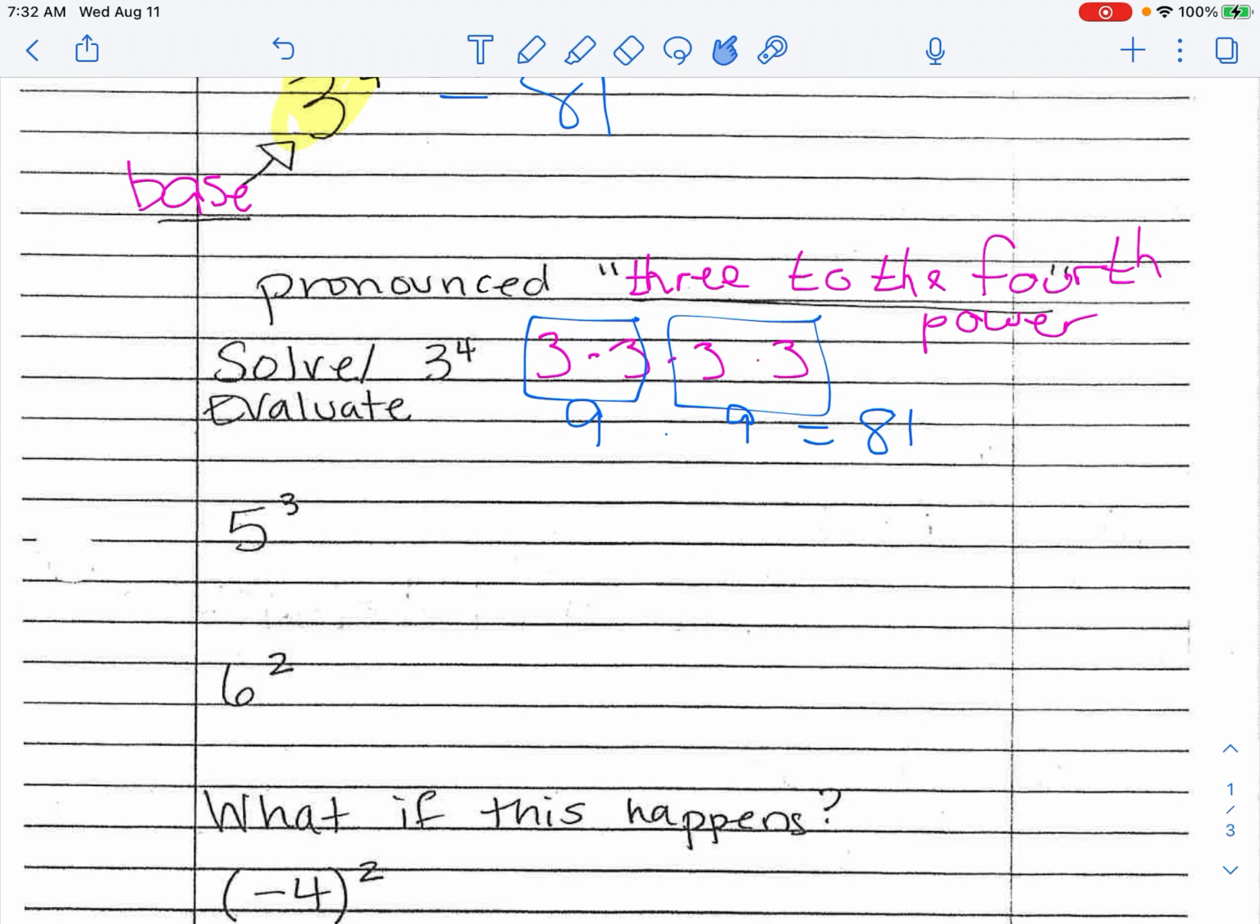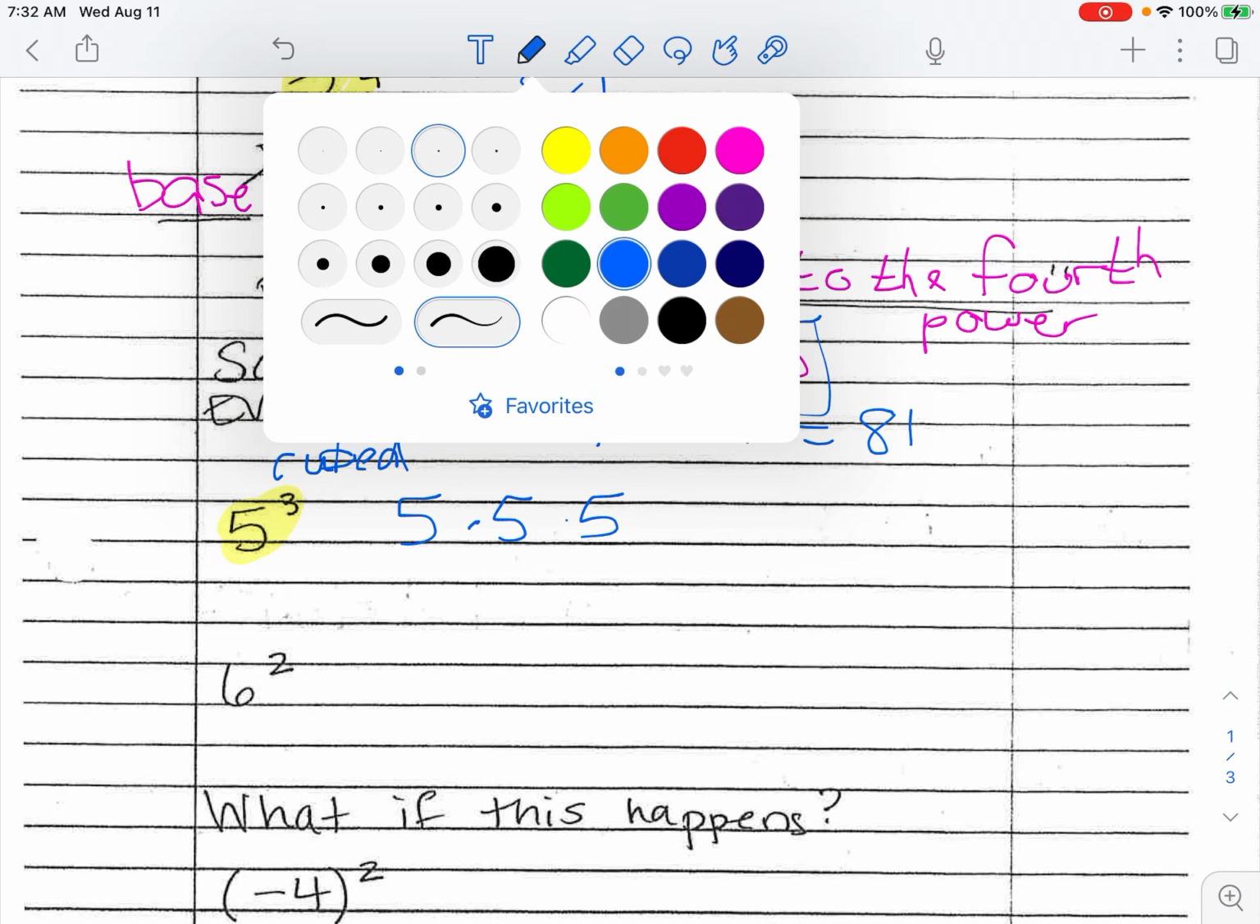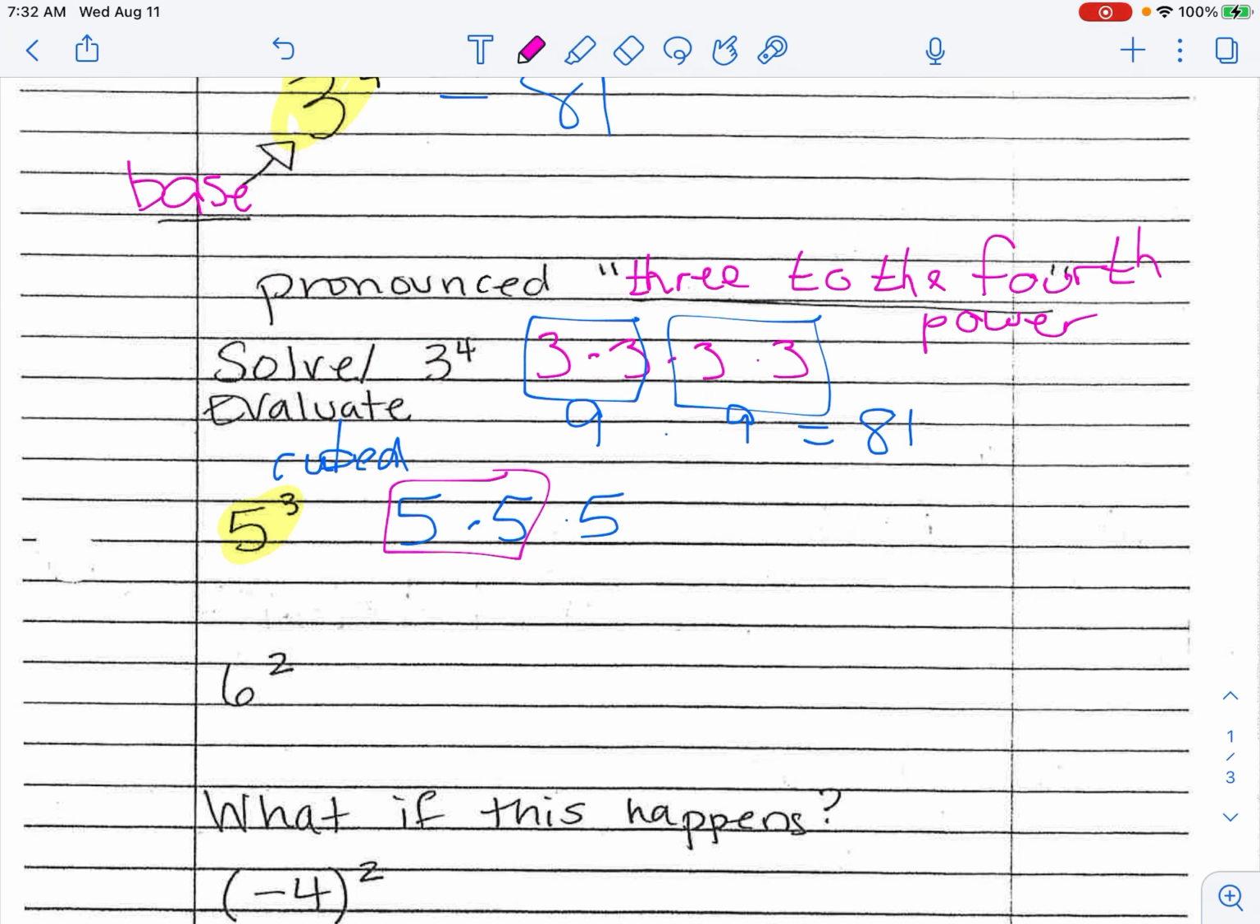All right, so this next one, now if your exponent is a 3, we call that cubed. You could say to the third power, but in middle school and high school math, whenever your exponent is a 3, you're going to call that cubed. So this means 5 to the third power, or 5 cubed. So this means 5 times 5 times 5. So I'm going to take my first set of 5's. 5 times 5 is 25. I'm going to multiply that times 5, and that's 125. So 5 cubed is equal to 125.